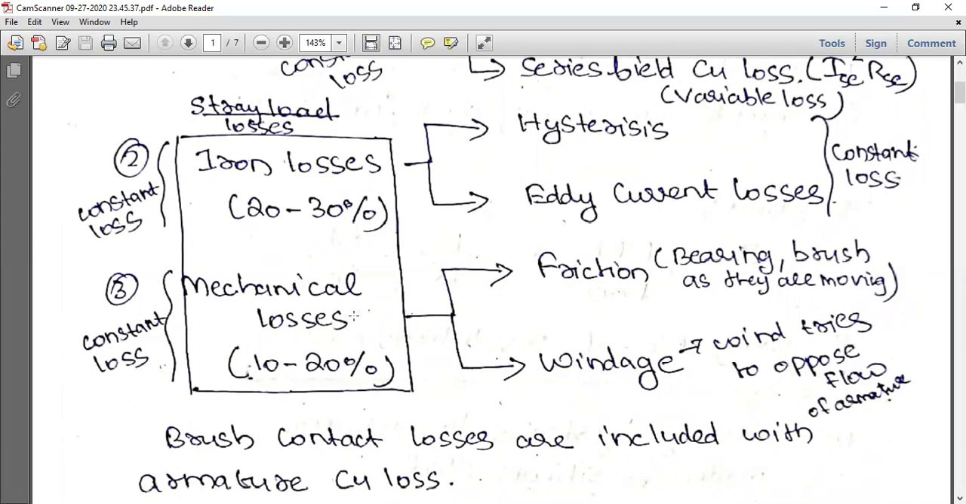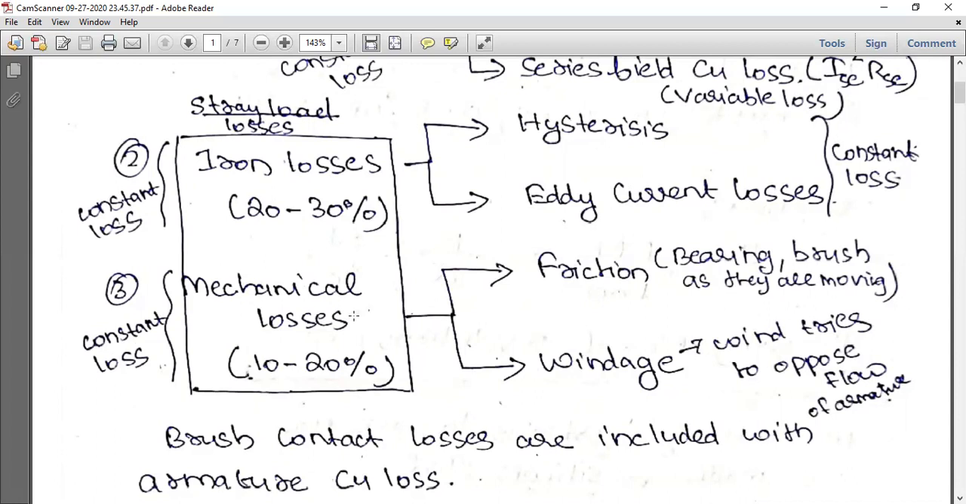And the third one is mechanical loss, which accounts for 10 to 20%. Mechanical loss is divided into friction and windage loss. Friction means as the armature is rotating, its bearings or brushes, as they are moving, can get damaged. So that is friction loss. And windage loss means the wind. The wind tries to oppose the armature's rotation and comes in the opposite direction, so there also we can have loss. That's mechanical loss, and it accounts for 10 to 20%.